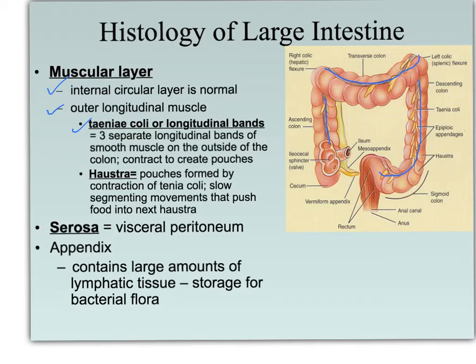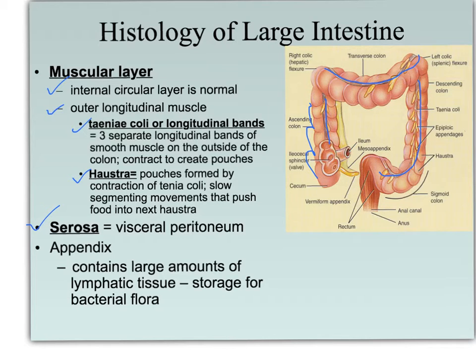And because of the way that it contracts, it creates these pouches called haustra. The taenia coli contract and create these little pouches, and that causes the food, or in this case waste products, which is really where we're at this point, to move from haustra to haustra to haustra as it moves along the GI tract. And then, of course, the serosal layer is our visceral peritoneum.